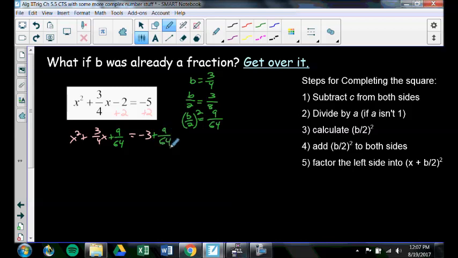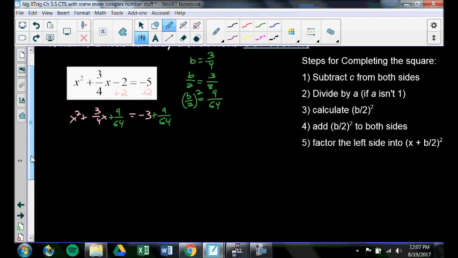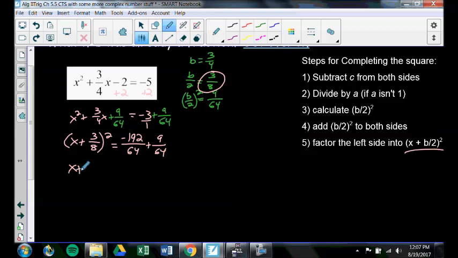And again, you might see this and think, no, these numbers, why are you doing this to me, Mr. Stoke? Why? It's not bad because we know how the left side factors. We know what b over 2 is. This is going to be x plus 3/8 squared. And then here I need a common denominator. Well, okay, that's a bit of doing. I do 64 times 3. Negative 3 times 64 is negative 192. So I get x plus 3/8 squared equals negative 183/64.